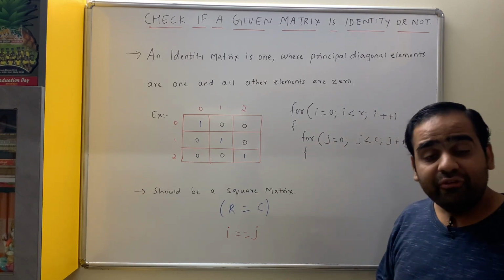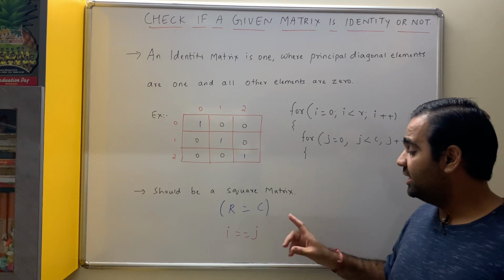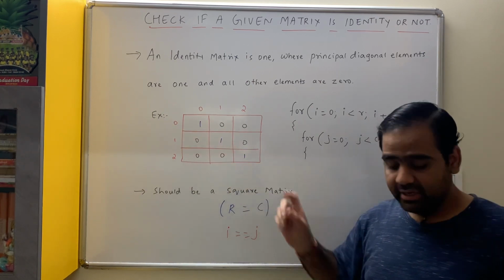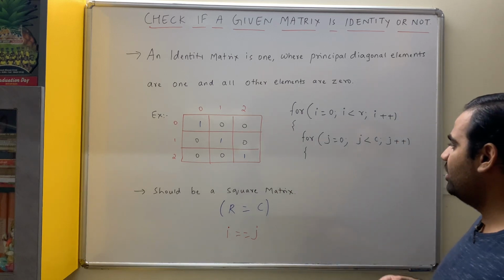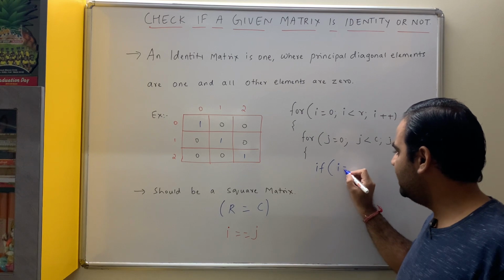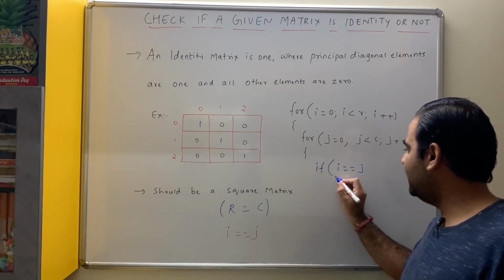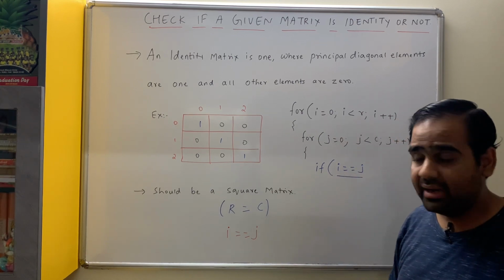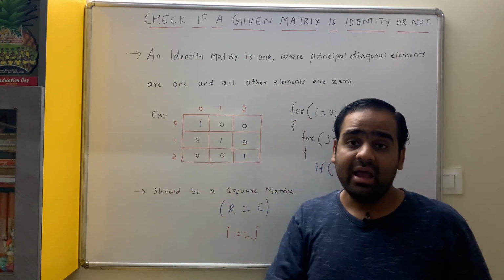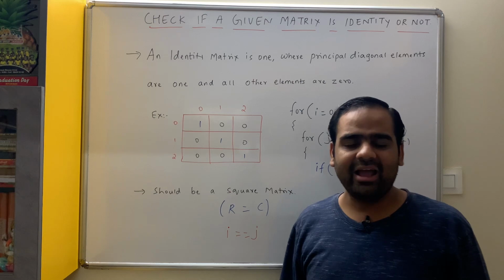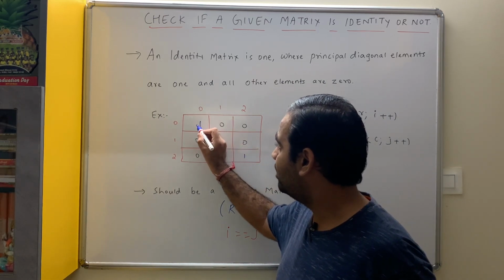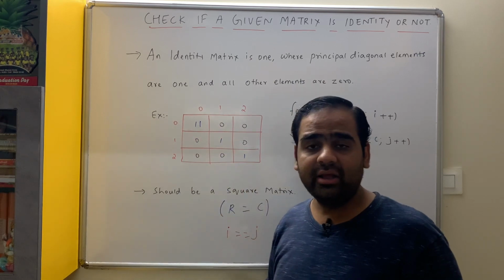Now if it is a principal diagonal element, it should be 1. How do we know that it is a principal diagonal element? We say if the value of i is equal to j, that means it is a principal diagonal element. If it is a principal diagonal element and it is not equal to 1, can it be an identity matrix? Say for example it was 11. Can it be an identity matrix?